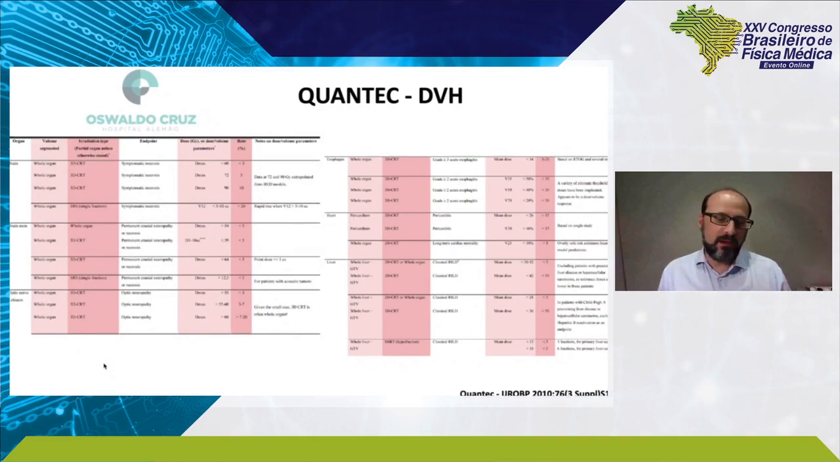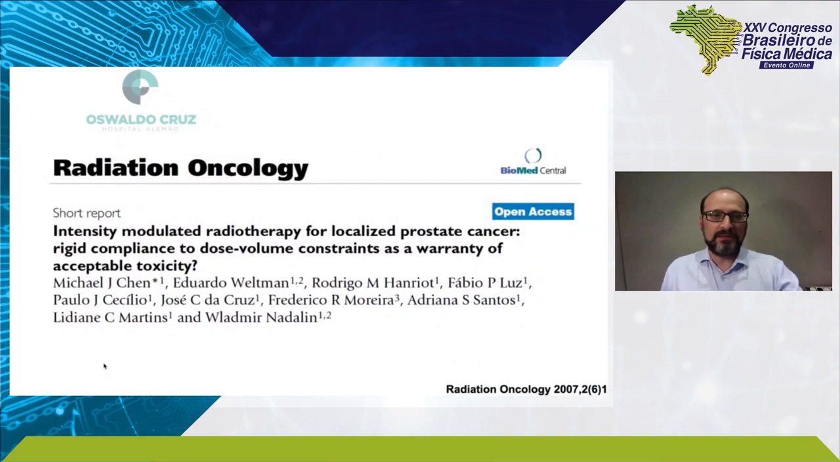O Quantec, que é o básico para qualquer constraint montado em um sistema de planejamento, é muito estanque, já tem praticamente 10 anos, mais de 10 anos até, e serve para o fracionamento convencional. Para o hipofracionamento mais extremo, a gente acaba usando guidelines diferentes, constraints diferentes, basicamente do Timmerman, enfim. E esse artigo que a gente publicou foi bem interessante.